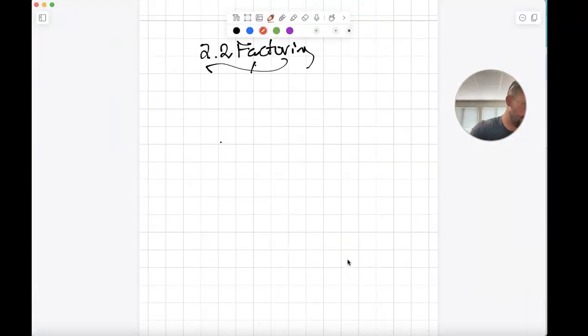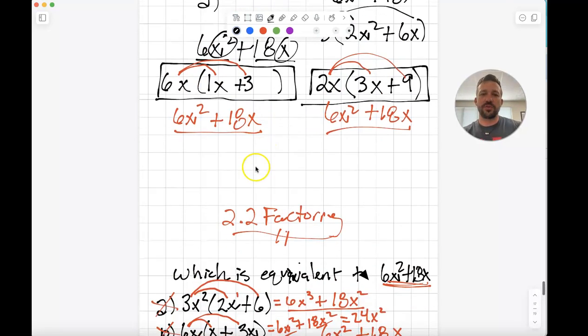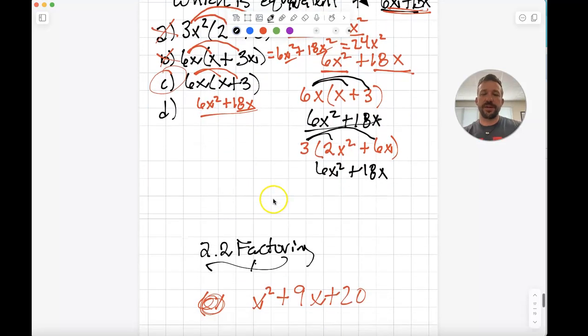Factoring. Okay, let me get a couple up here. Okay, here we go. Let's do this one. So we're going to factor x squared plus 9x plus 20. Now what does factoring mean? So factoring is the idea that we are going to do something similar to this. We are going to break up the equation into something that can multiply, okay?